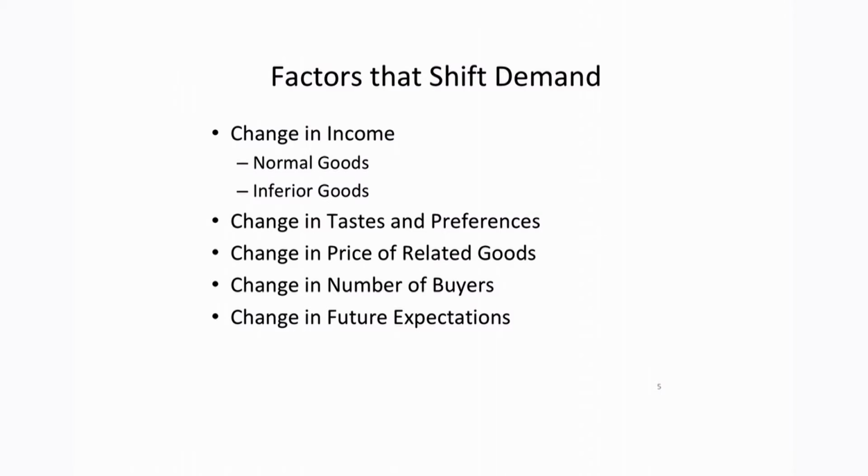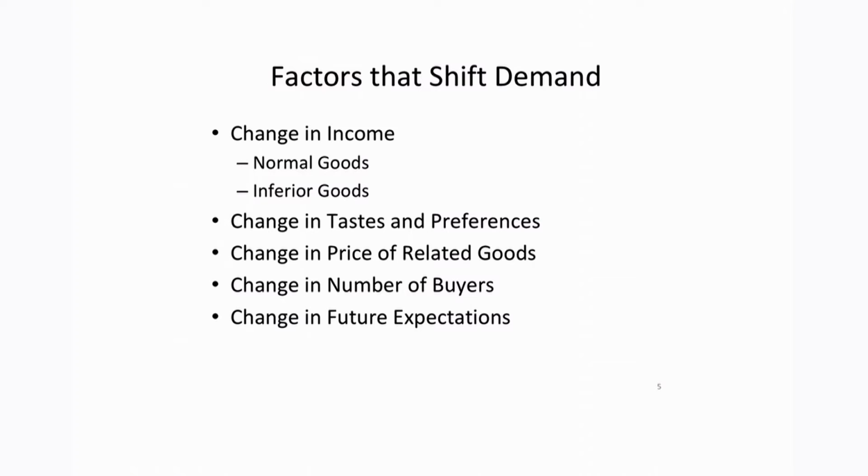These will include a change in income, a change in tastes and preferences, a change in the price of related goods, a change in the number of buyers, and a change in future expectations. Now, with a change in income, in most cases, what we assume is that higher incomes mean that we have a higher quantity demanded at each price point.